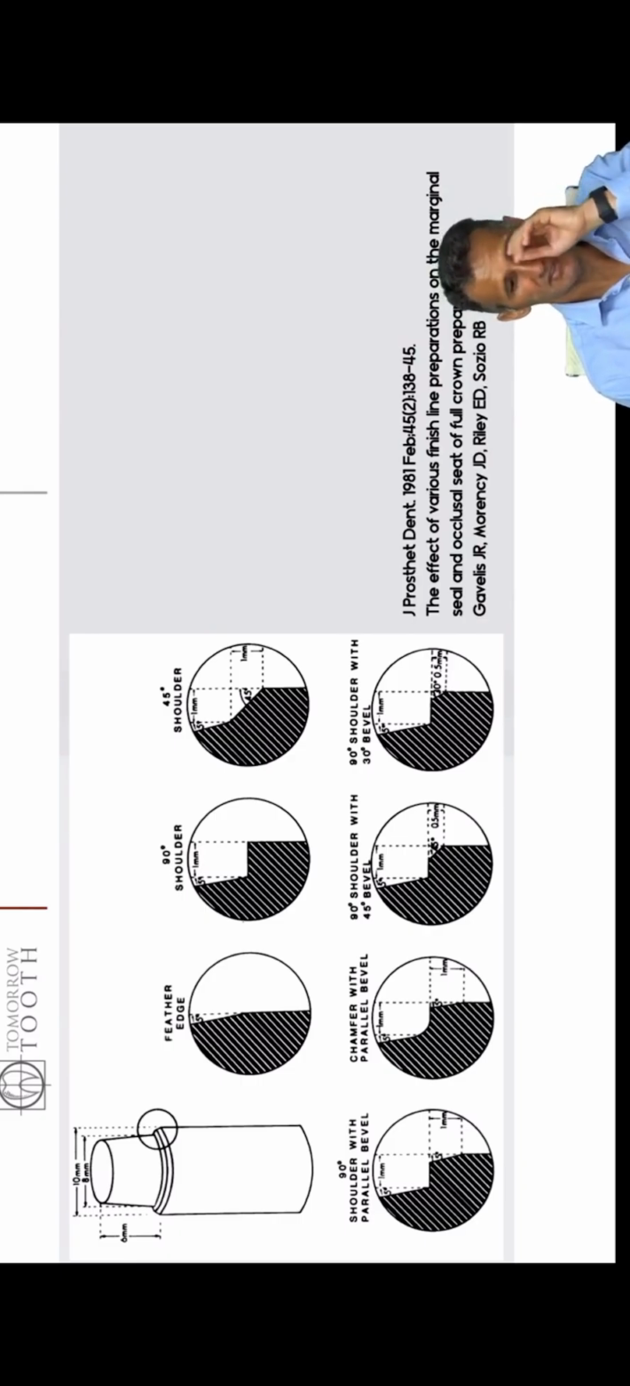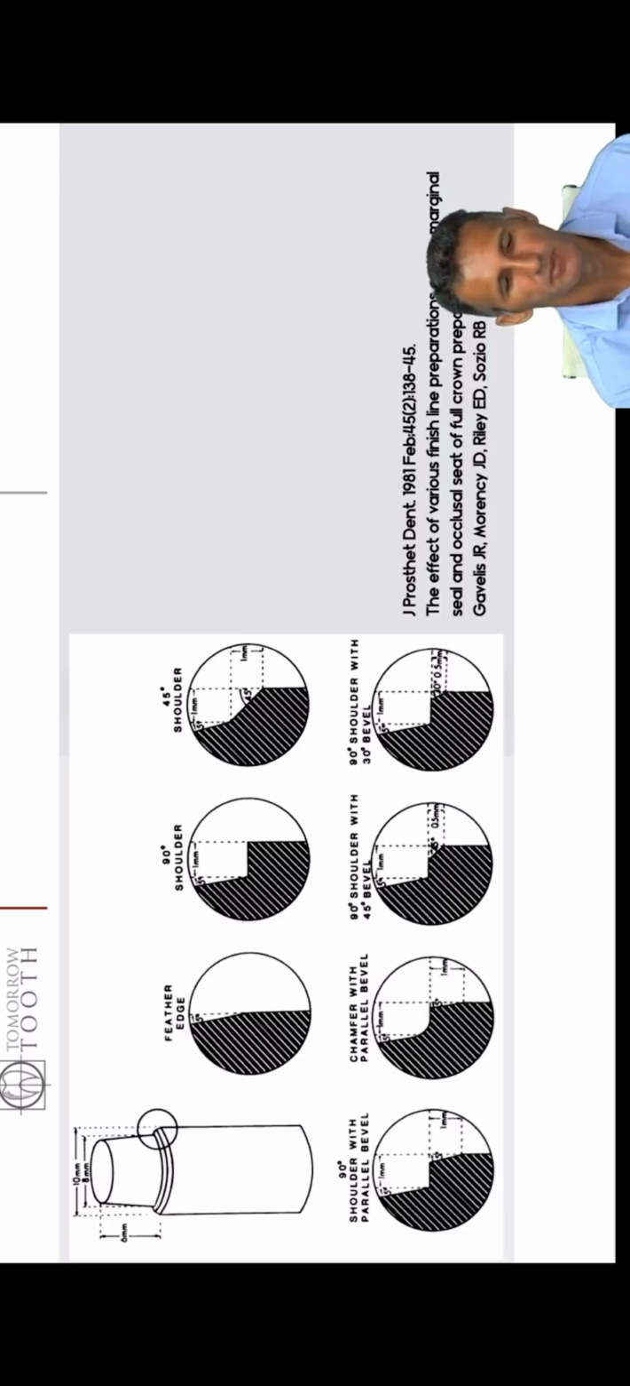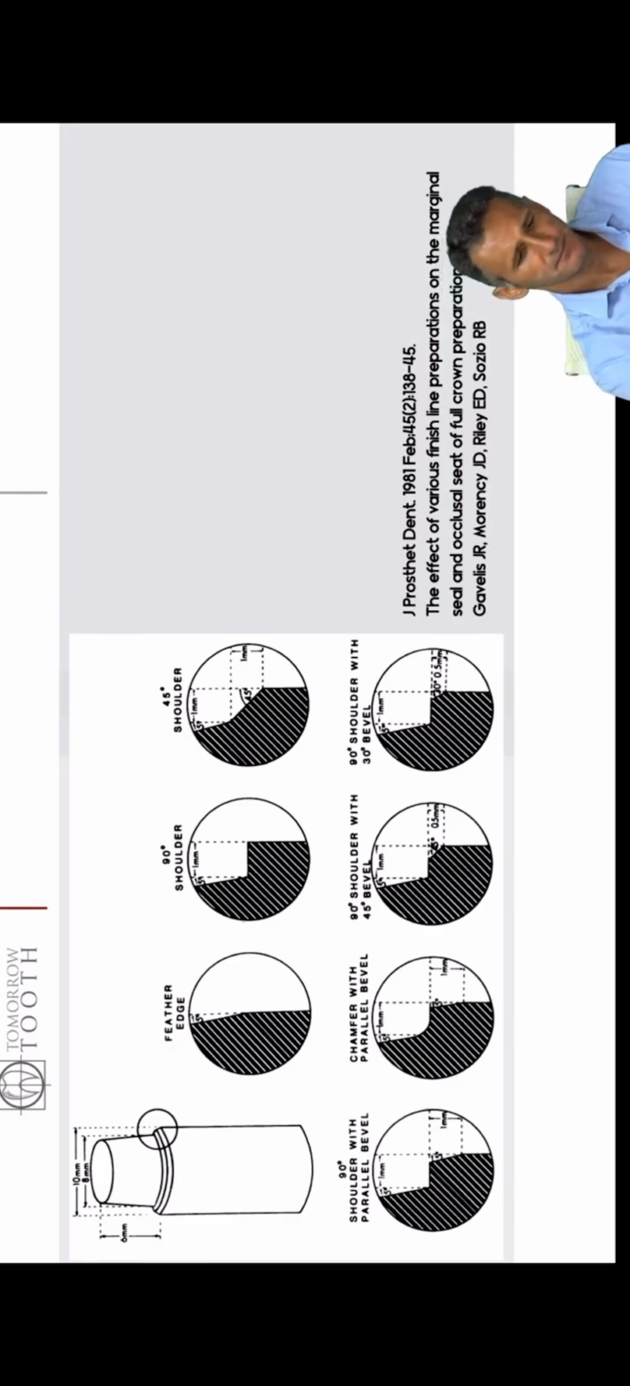This is a famous study of Gavelis. It was about the effect of various finish line preparations on the marginal seal and occlusal seat of full crown preparation. Here they were comparing different kinds of finish lines. They were comparing feather edge preparation, 90 degrees shoulder, 45 degrees shoulder. They were also comparing this kind of preparation with bevel or without bevel.